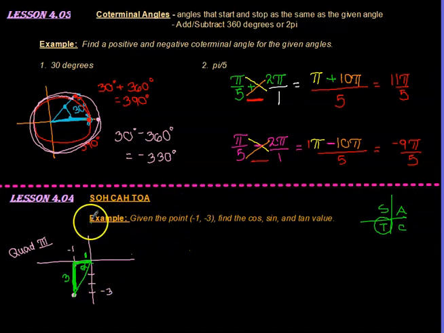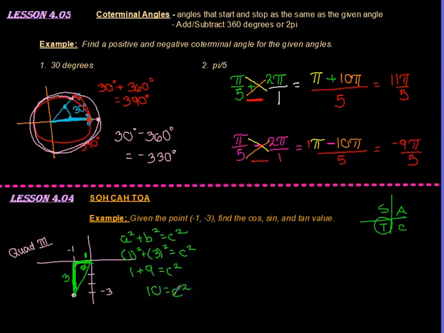So Pythagorean Theorem, we're going to use a squared plus b squared equals c squared. So I have 1 squared plus 3 squared equals c squared. So 1 plus 9 equals c squared, which would be 10. And to get rid of the square, we square root it. Whatever you do to one side, you do to the other. So c equals the square root of 10. Some of you have asked why not positive and negative. Remember that you're dealing with length here, so it's always going to be positive.